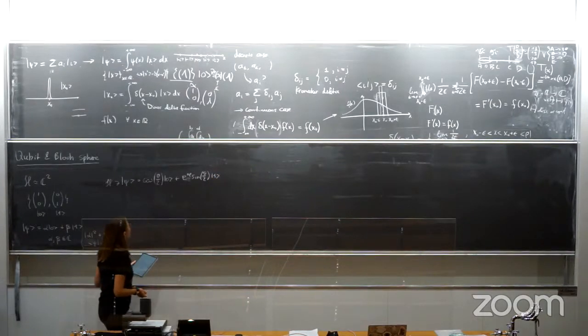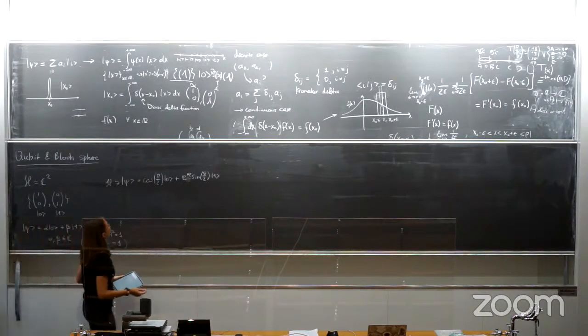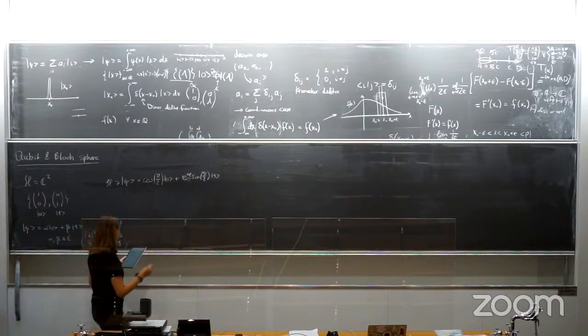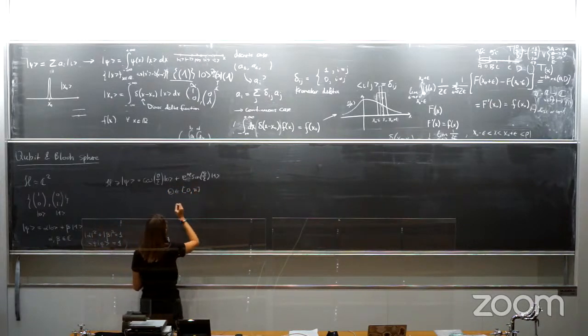So instead of just writing these two coefficients alpha and beta, which are connected by this normalization condition, we just substitute them with another two parameters, theta and phi, where theta is from 0 to pi, and phi is from 0 to 2 pi.